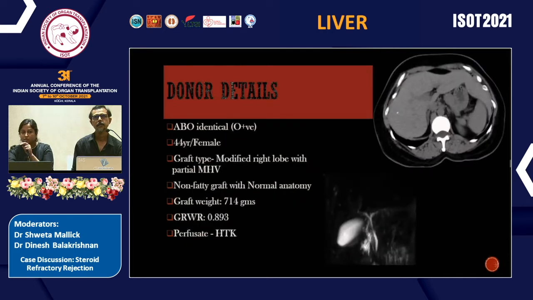So the donor was the patient's wife, who was 44 years old. It was an ABO identical transplant. The graft was a modified right lobe graft. It was a non-fatty graft with normal anatomy. The GRWR was 0.893.